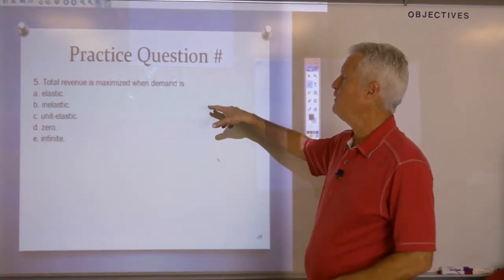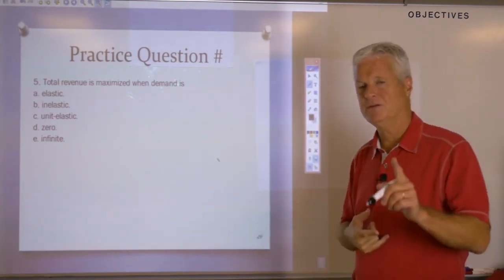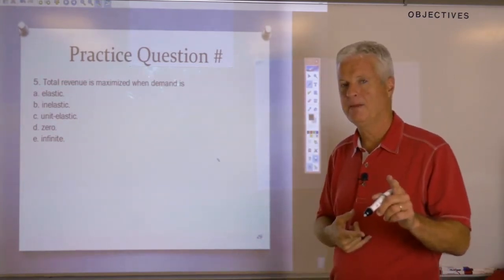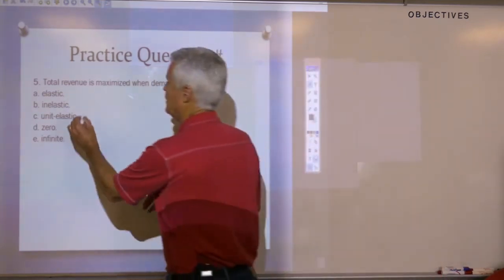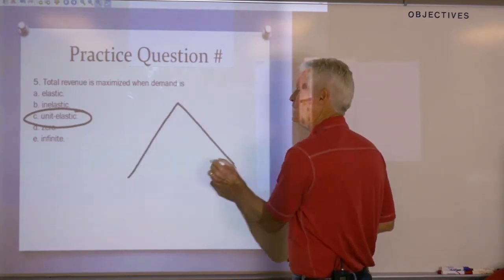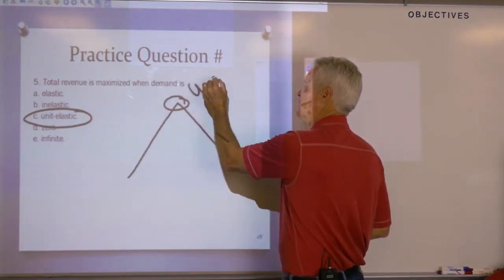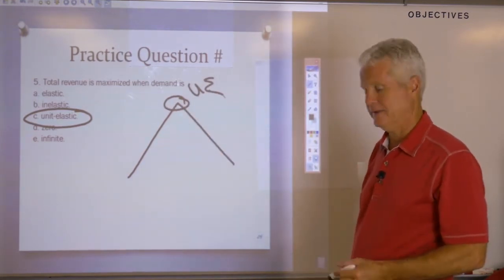Number 5, total revenue is maximized when demand is, pause the video. You got it? You're not cheating, right? Okay. And it's unit elastic, right? Total revenue is maximized. Remember that curve went like this, then back like that? That's the point of unit elastic. So your total revenue is maximized when it's unit elastic.